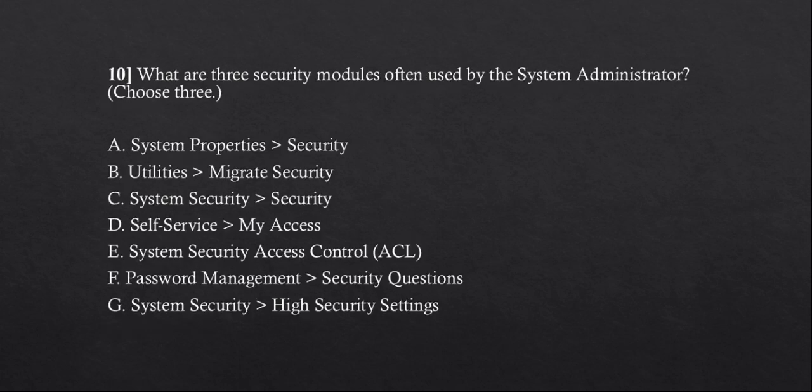Next question. 10. What are 3 security modules often used by the system administrator? Choose 3. A. System Properties Security. B. Utilities Migrate Security. C. System Security Security. D. Self-Service My Access. E. System Security Access Control, ACL. F. Password Management Security Questions. G. System Security High Security Settings. Answer: A, E and G.